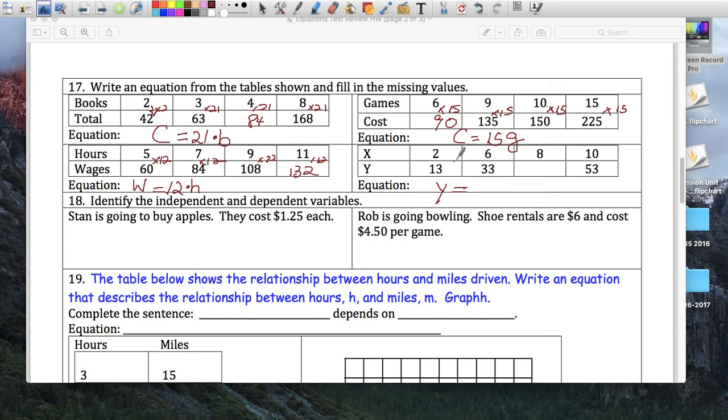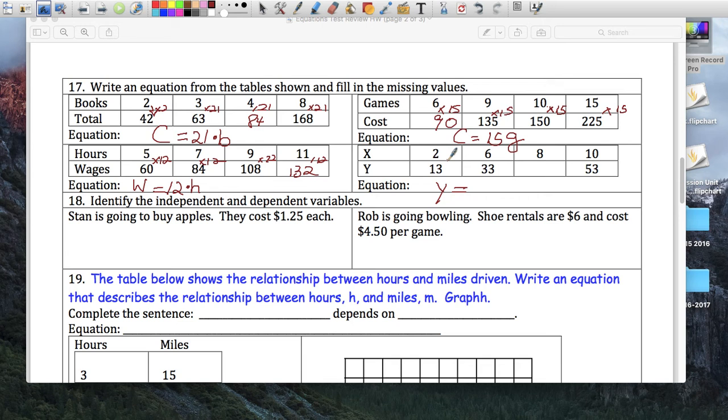Identify the independent and dependent variables. Stan is going to buy apples. They cost $1.25 each. So what's your independent? What's your dependent variable here? My independent is going to be my apples. My dependent is going to be the total I spend on apples. So the total I spend depends on the apples. My total money, the total cost, whatever you want to call it, that's your dependent.